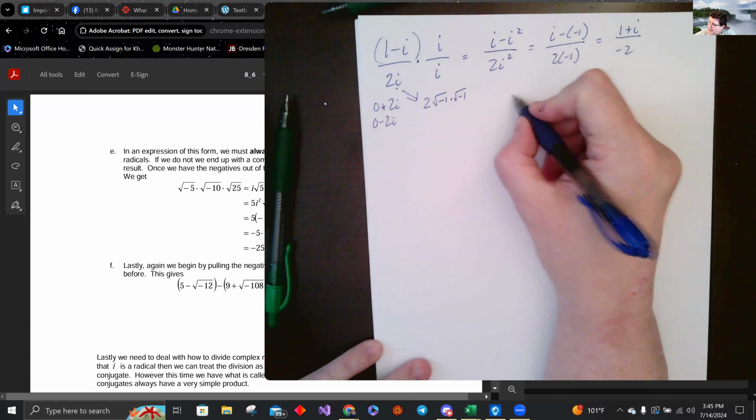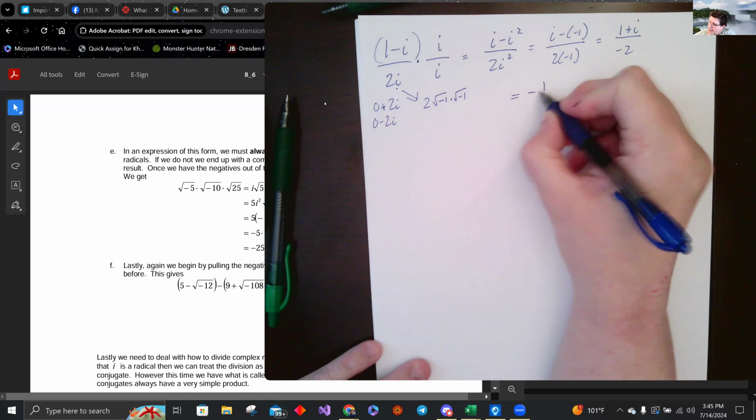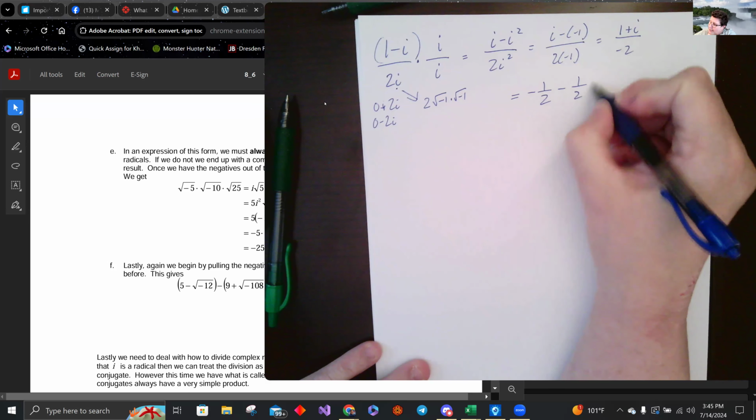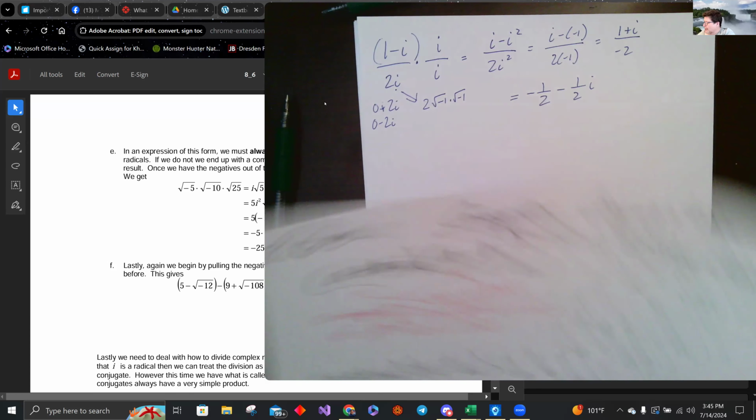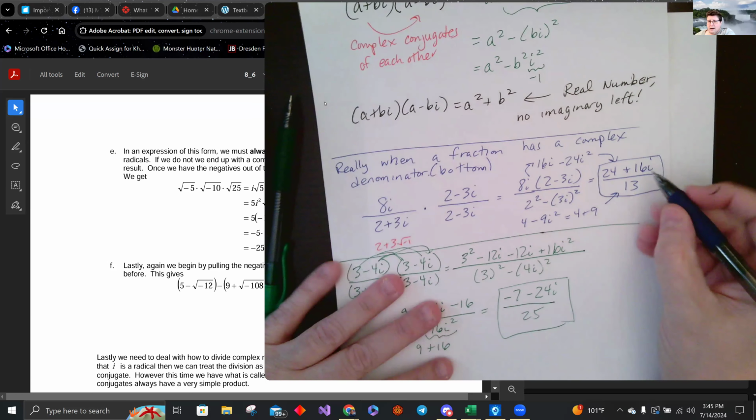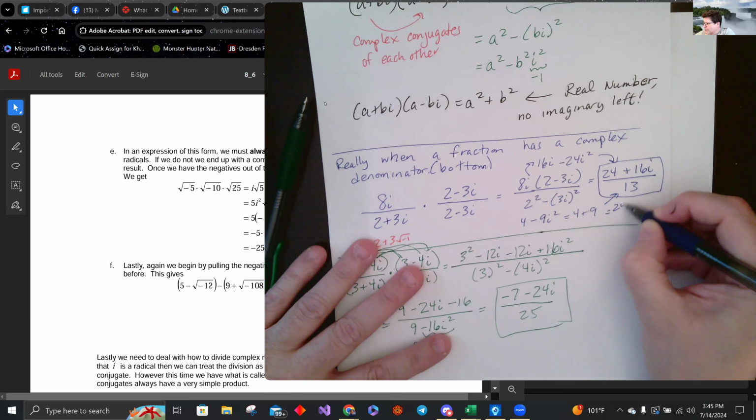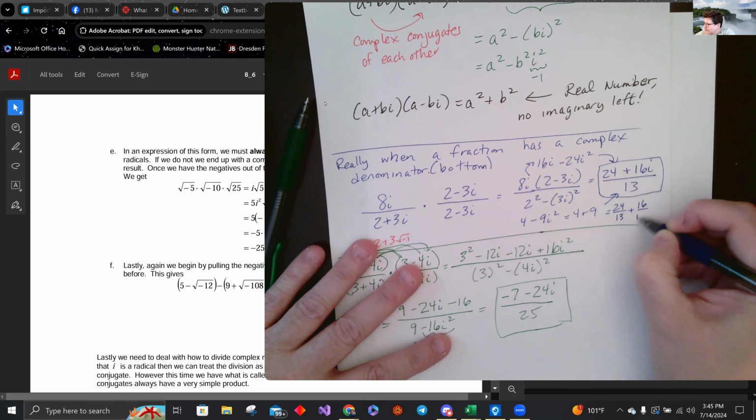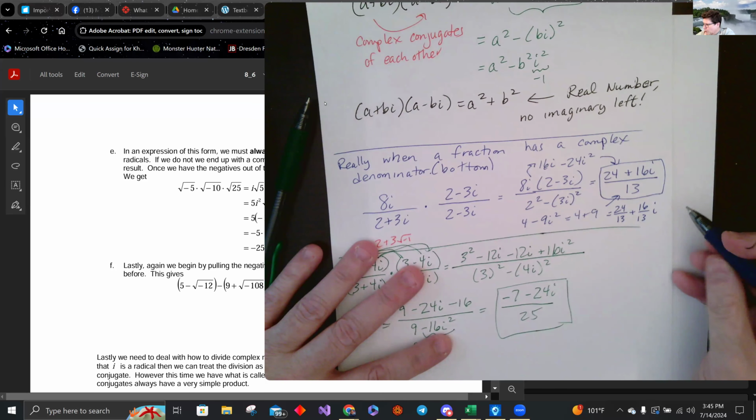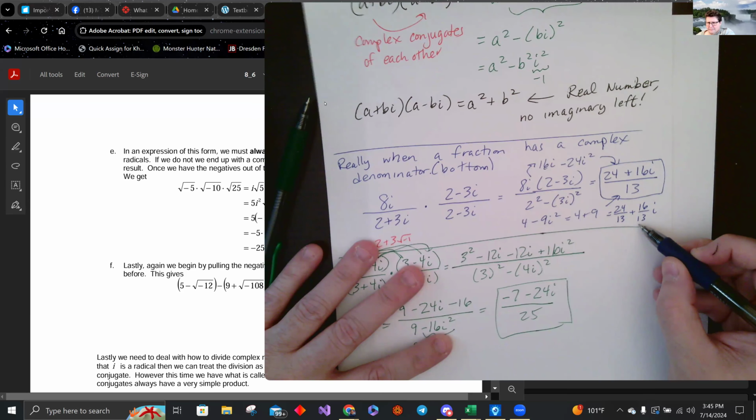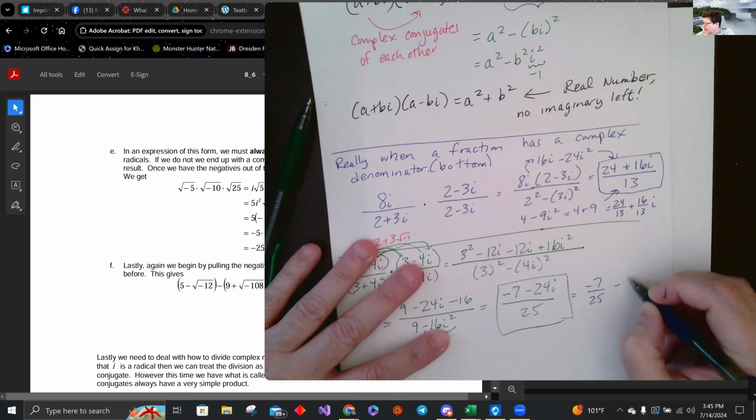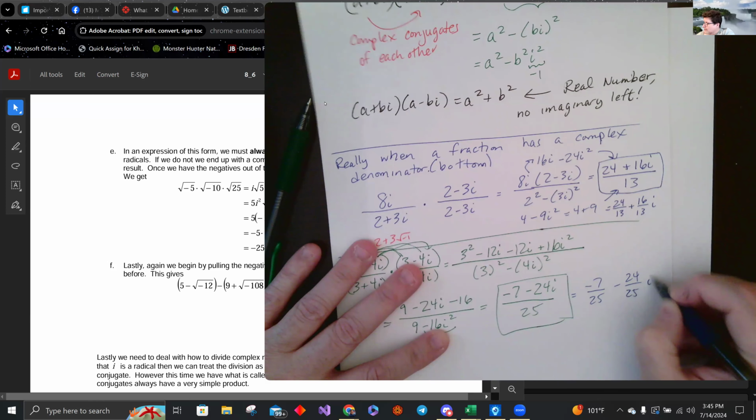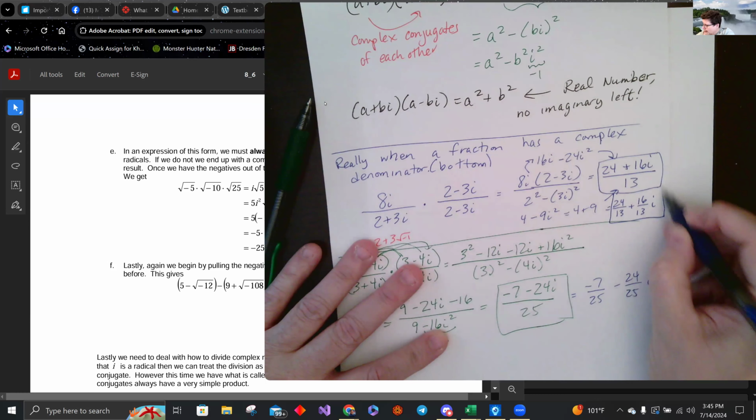And if you were going to make it in standard form completely, you would split it up into negative 1/2 minus 1/2 i. I didn't do that on the previous ones. I'm going to pull the old ones back and do that here. This right here would be 24 over 13 plus 16 over 13 i. The homework may want you to write it like this. And this one would be negative 7 over 25 minus 24 over 25 i. So the homework may want you to write it like this.